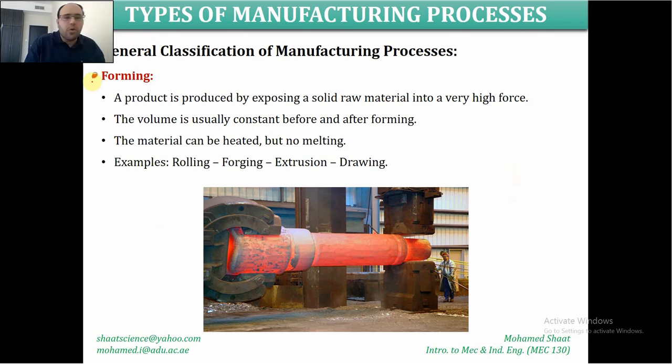Forming is another group of manufacturing methods, or another approach of manufacturing. In forming, a product is produced by exposing solid raw material. So the raw material should be solid. It shouldn't be liquid. There is no melting anymore, no conversion into liquid. Instead, we keep the material solid as it is. We might heat the material, but still it should be kept in the solid state. We are not converting the metal into liquid. There is no melting in the forming process.